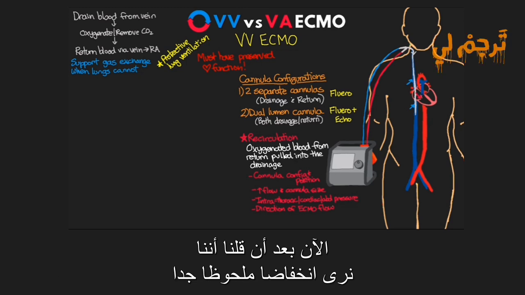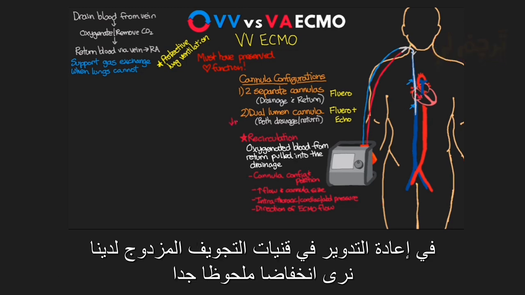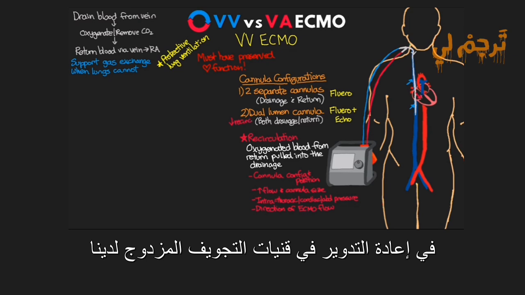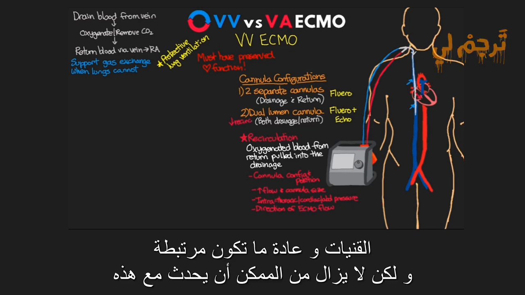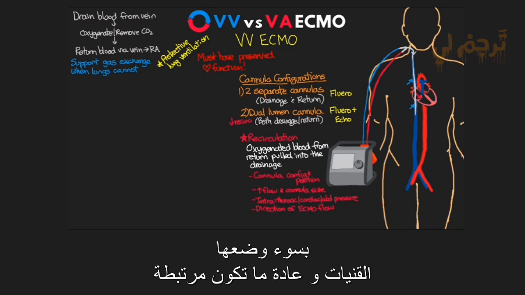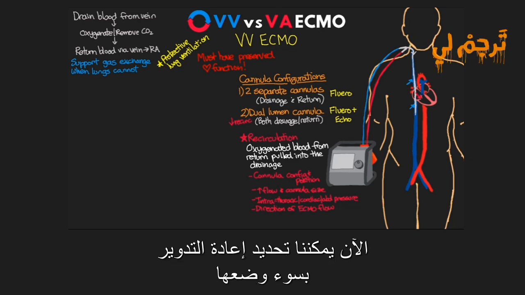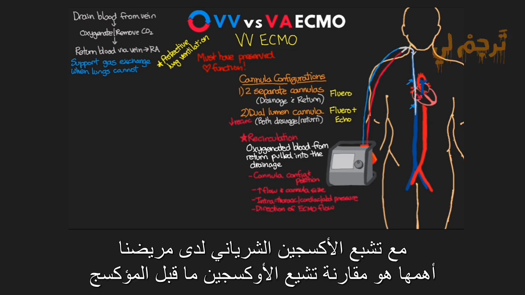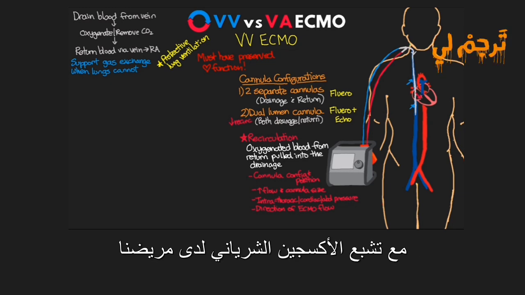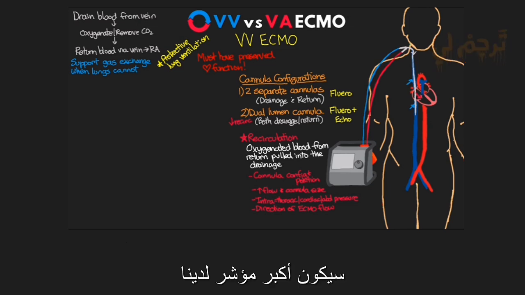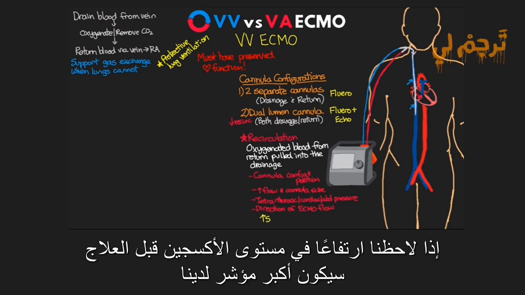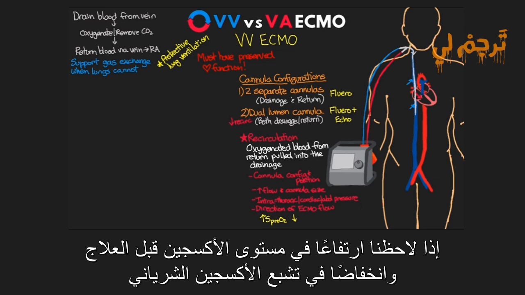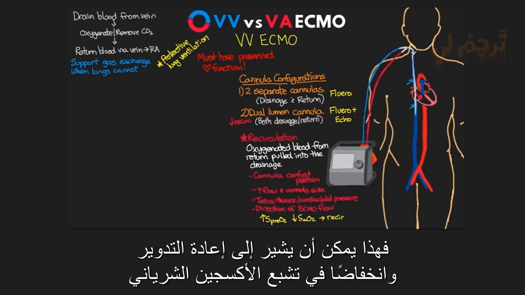Now that said, we do see a pretty markedly decreased recirculation in our dual lumen cannulas. But it can still occur with these cannulas, and usually it's related to malposition. Now, we can identify recirculation in many different ways, but really trending our pre-oxygenator saturation as well as our patient's arterial oxygen saturation is going to be our biggest indicator. If we see an increasing pre-oxygenator and a decreasing arterial saturation, then this could indicate recirculation.